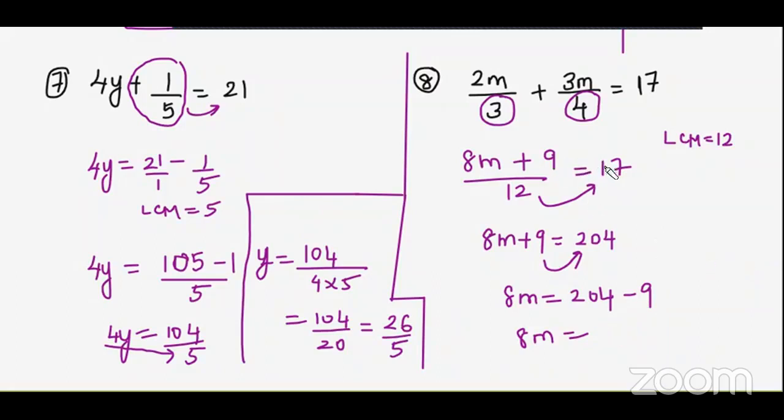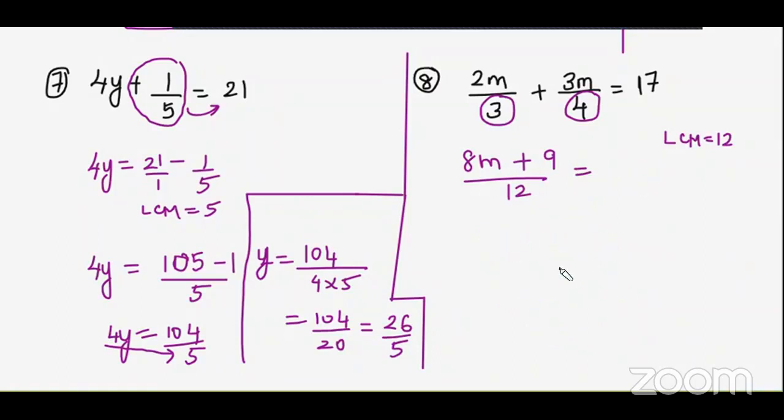Sorry. That is equals to 17. 8 plus 9, 17m divided by 12 equals to 17. The 12 will go to the other side. So 17m equals to 204. So m is equals to 204 over 17, which is a 12. Sorry, missed out that m. Really sorry. Okay. So this is the answer.